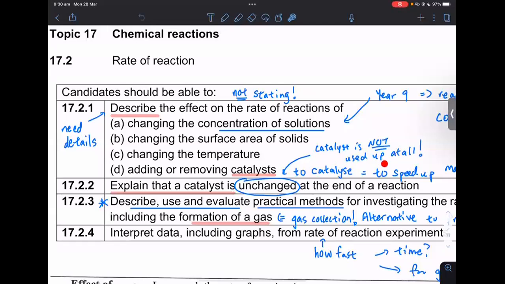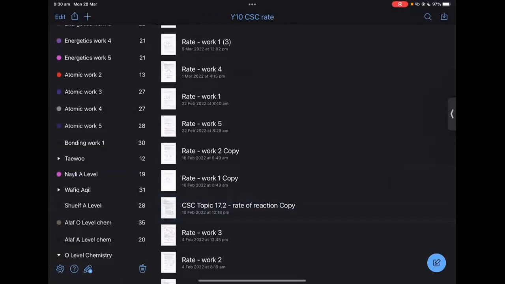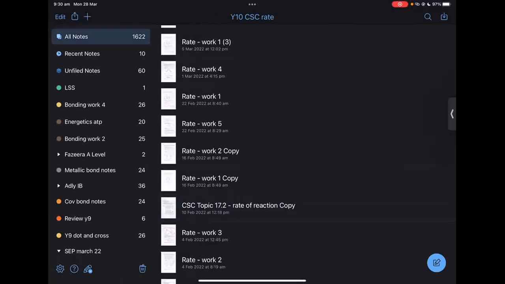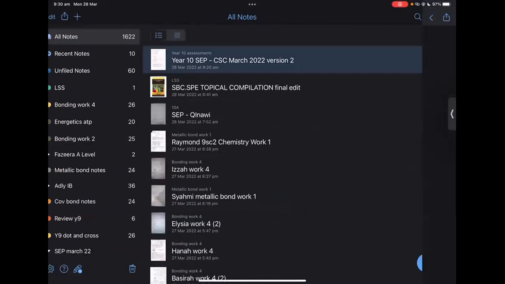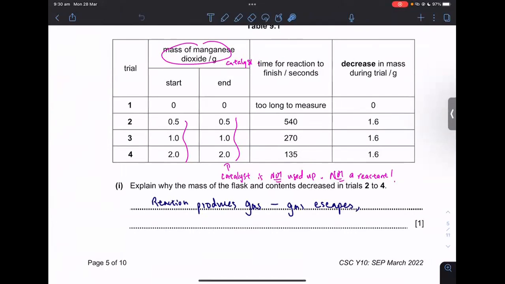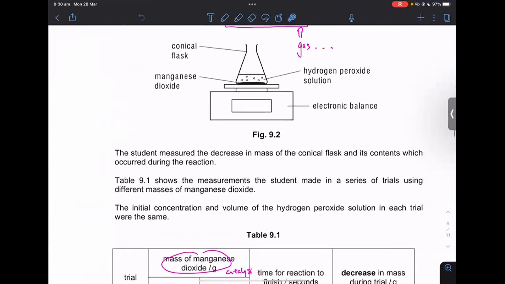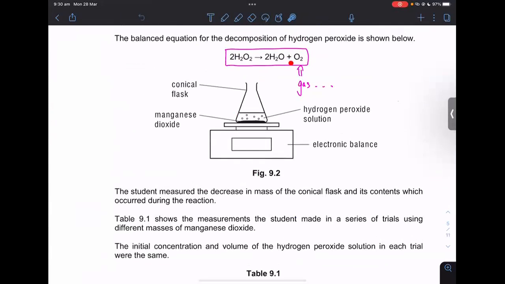Catalyst is not used up at all. It simply increases the rate of reaction, makes it faster. Why does the mass decrease? Because there is a loss in gas. The reaction produces oxygen gas. This is not carbon dioxide.